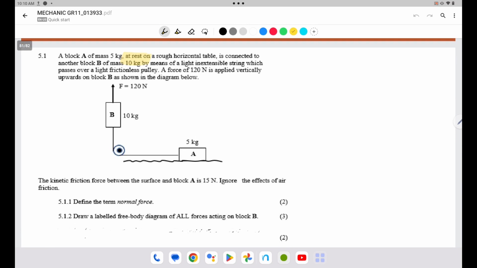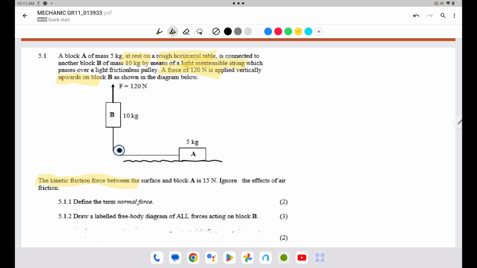So today's question goes something like: a block A of mass 5 kilogram at rest on a rough horizontal table is connected to another block B of mass 10 kilogram by means of a light inextensible string which passes over a frictionless pulley. A force of 120 Newton is applied vertically upwards on block B as shown in the diagram below. And then it continues to say the kinetic frictional force between the surface and block A.